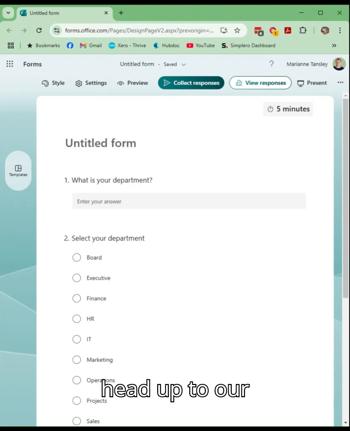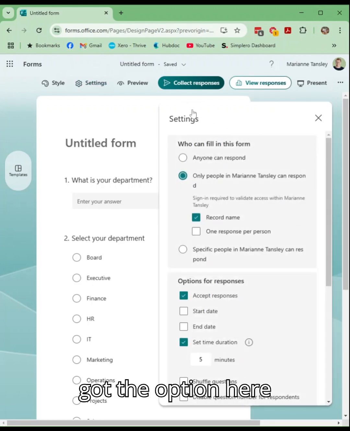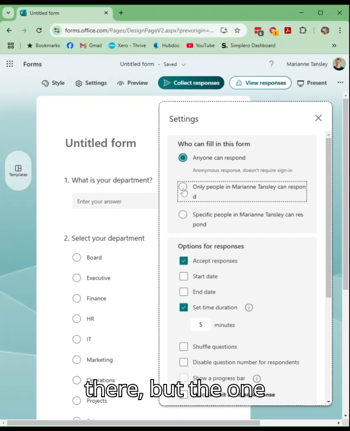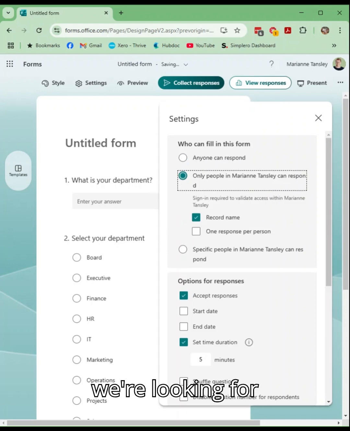So the way we do that is that we head up to our settings, the little cog here, and we've got the option here about who can fill in this form. Now, if you have a file upload section, this option, this anyone can respond, won't be there. But the one we're looking for here is only people inside my organization can respond. So for me, my organization is called Marianne Tansley, but yours might be called your business name. It might be your name. It depends on what your account is in.